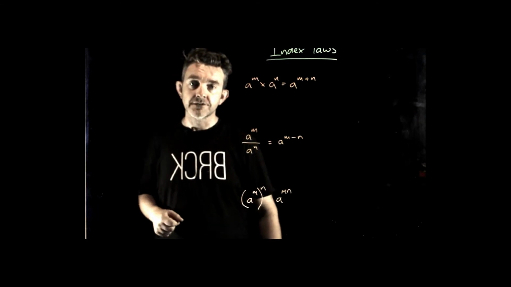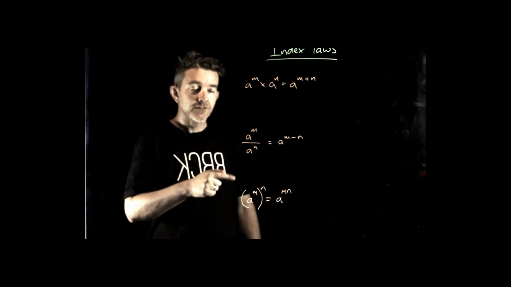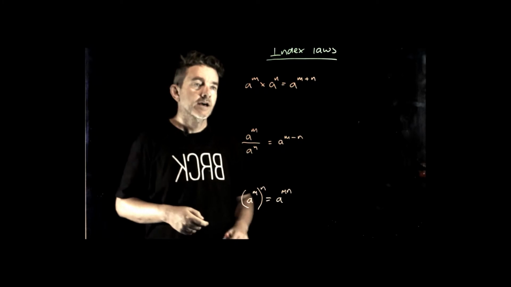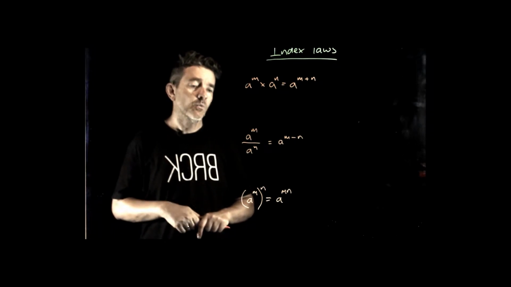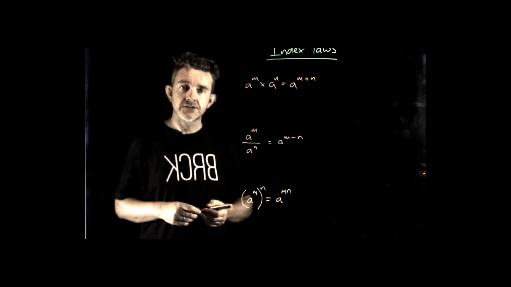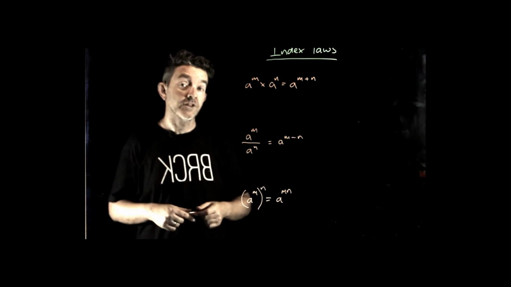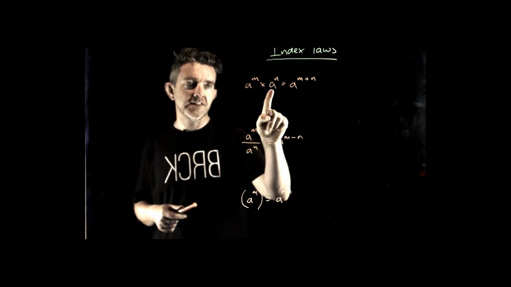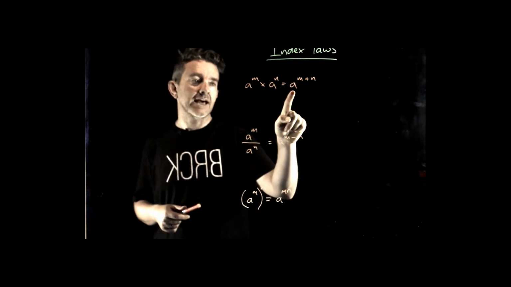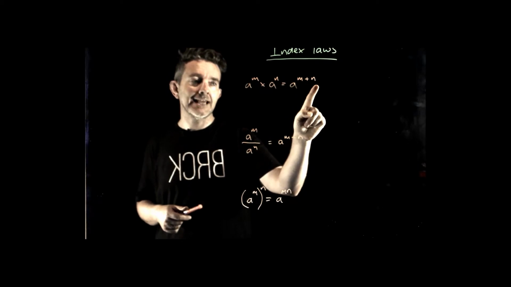There are a bunch of index laws that we need to know, and these are three of them that I'm about to go through. With these first three, there's a couple more, we have represented a generalisation here, or a general form for how these rules play out. So you can see here I've got a to the power of m times a to the power of n equals a to the power of m plus n.